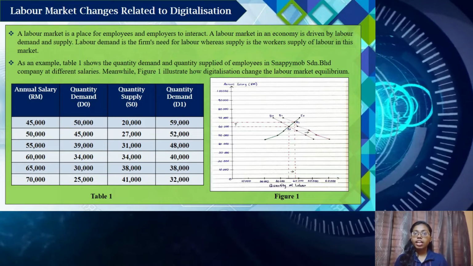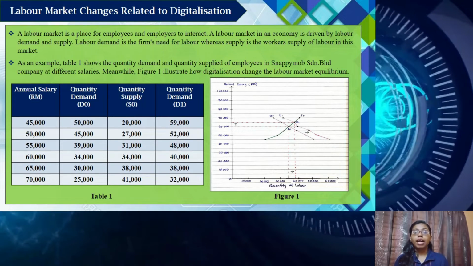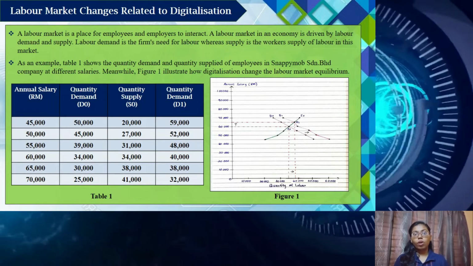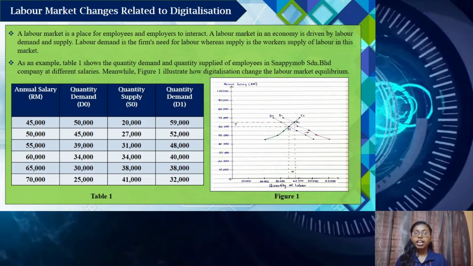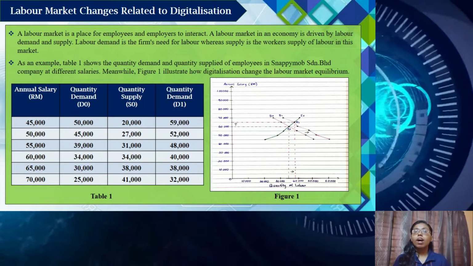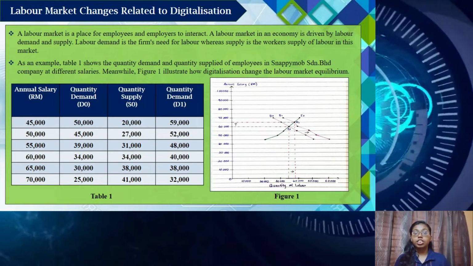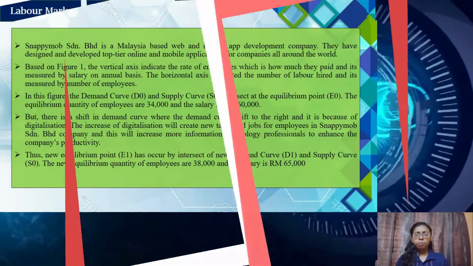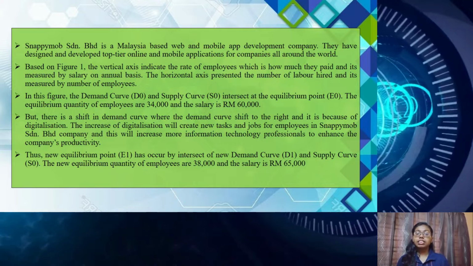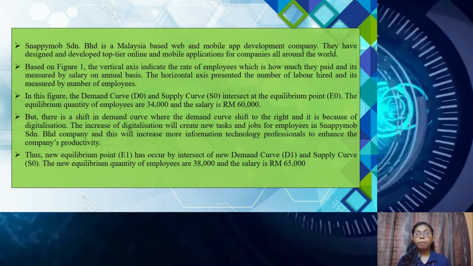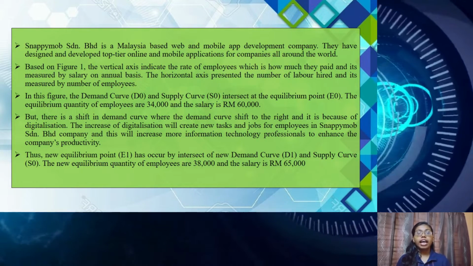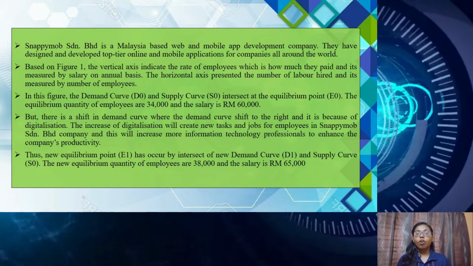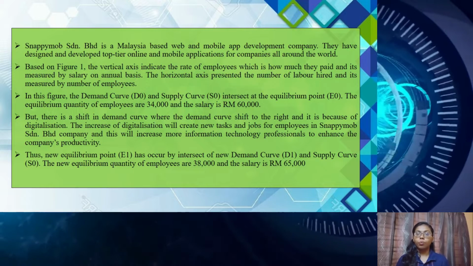The shown Table 1 and Figure 1 are represented by Snappy Mob Sindran Berhad Company. Table 1 shows the quantity demanded and quantity supplied of employees. Meanwhile, Figure 1 illustrates how digitalization changed the labor market equilibrium. Snappy Mob Sindran Berhad is a Malaysia-based web and mobile app development company. They have designed and developed top-tier online and mobile applications for companies all around the world.